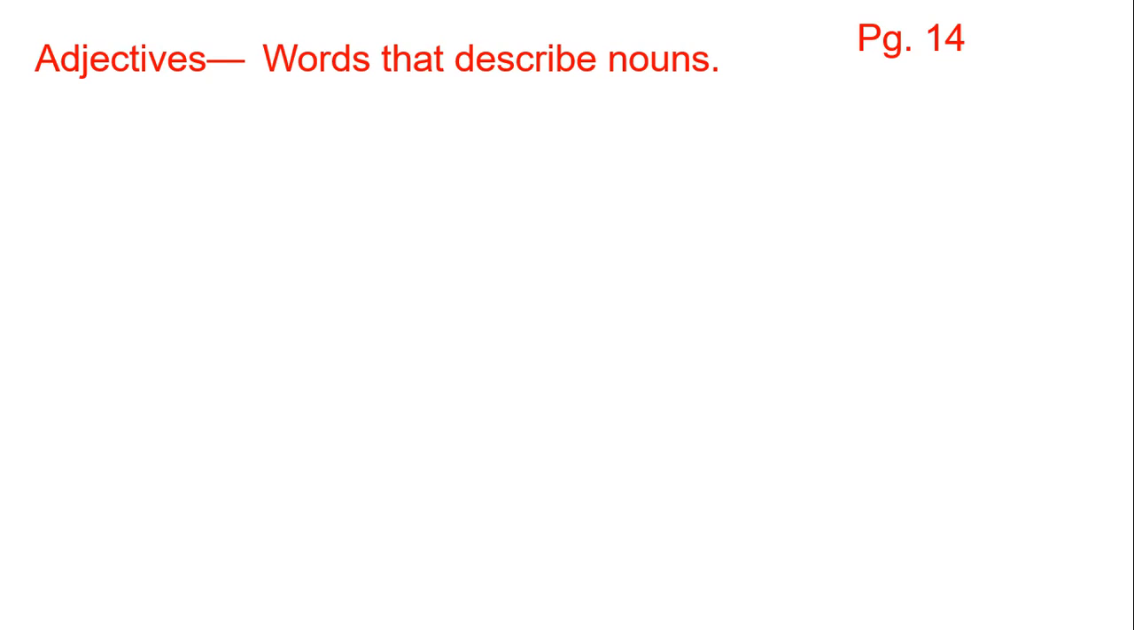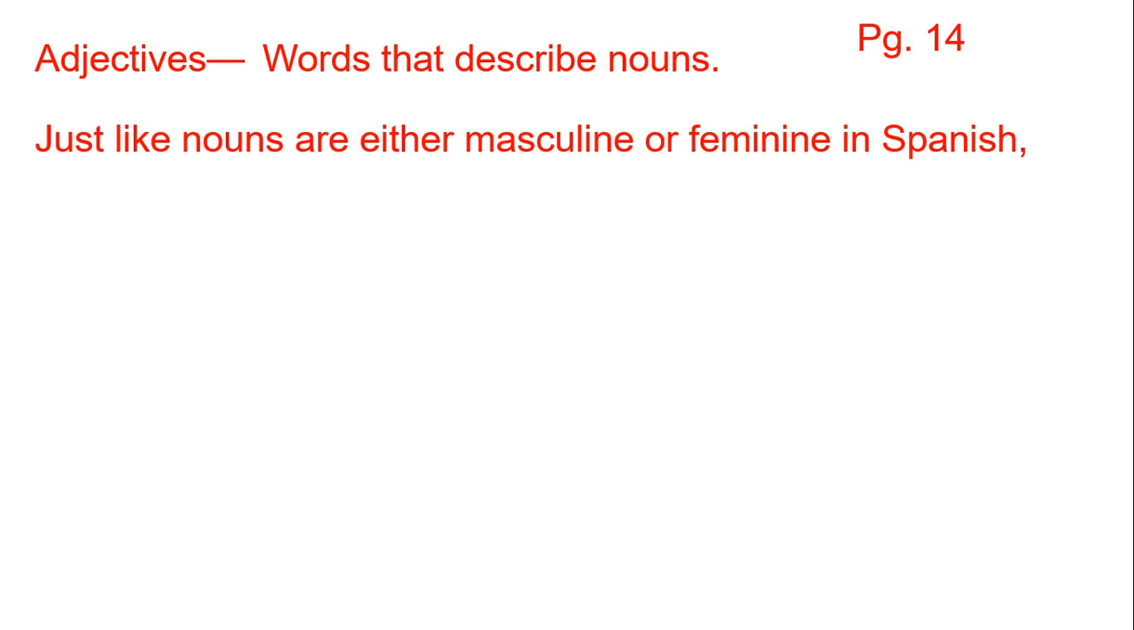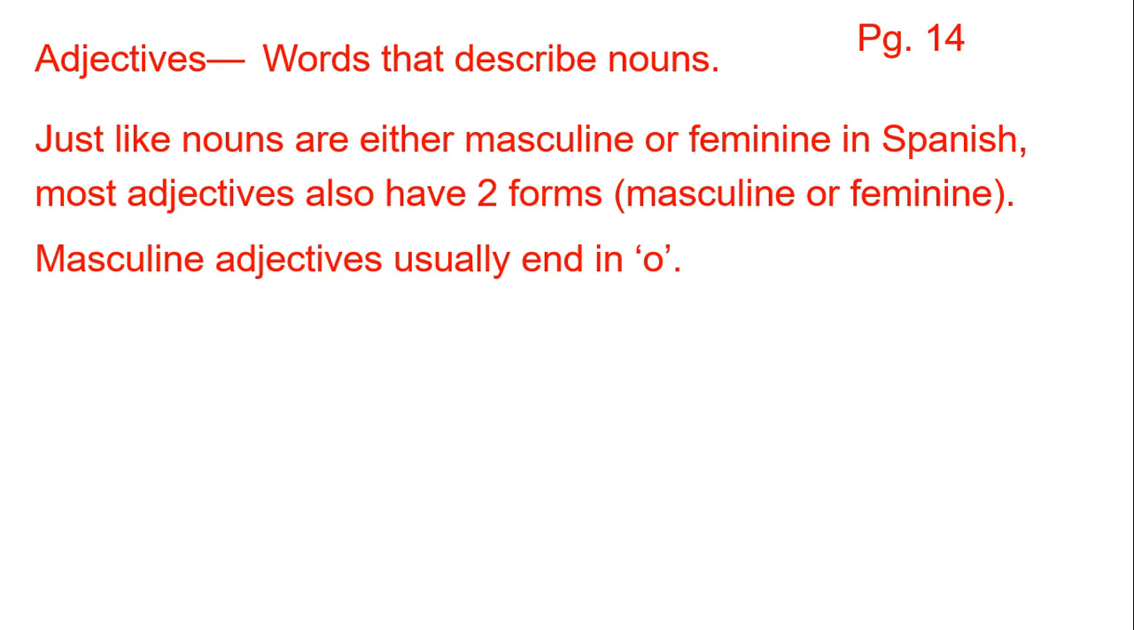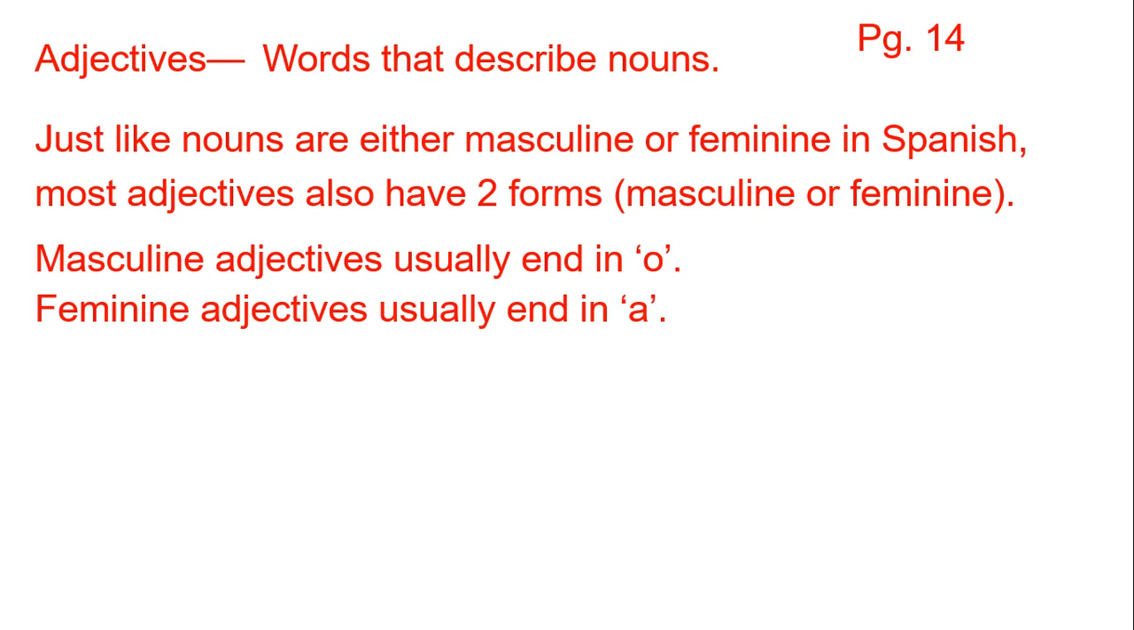In English, we use adjectives to describe anyone, male or female. It doesn't matter. In Spanish, something extra has to happen. Just like we talked about with articles, they have to match masculine and feminine. So do the adjectives. They have to match whatever they are describing, either masculine or feminine. So most adjectives have two forms. Masculine adjectives usually end in O, and feminine adjectives usually end in A.